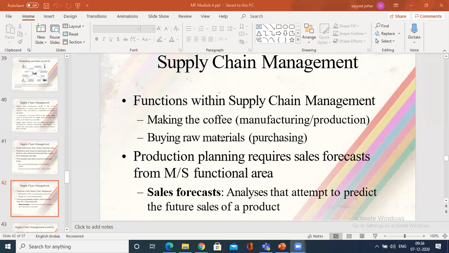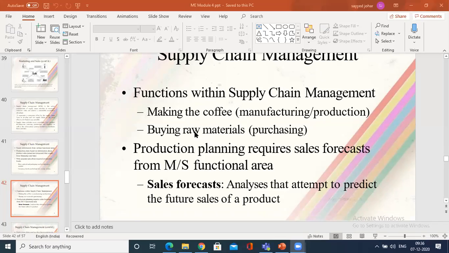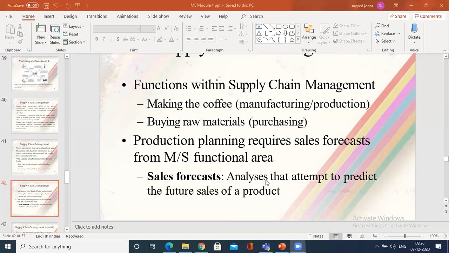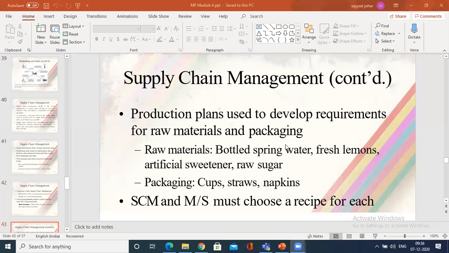Functions within the supply chain management. So making the coffee, buying a raw material, that is the objective of the supply chain management with respect to the case study of a coffee. Production planning requires sales forecast from marketing and sales. The sales forecast analyzes data that attempts to predict the future sales of a product.